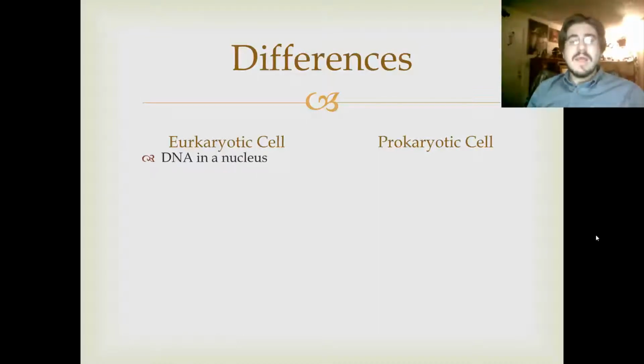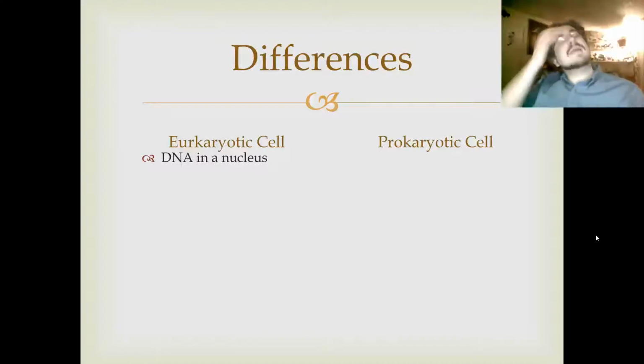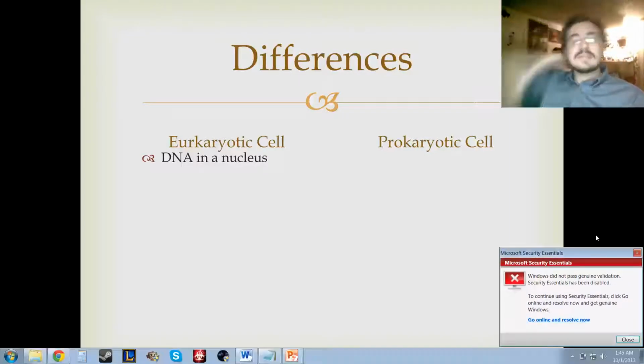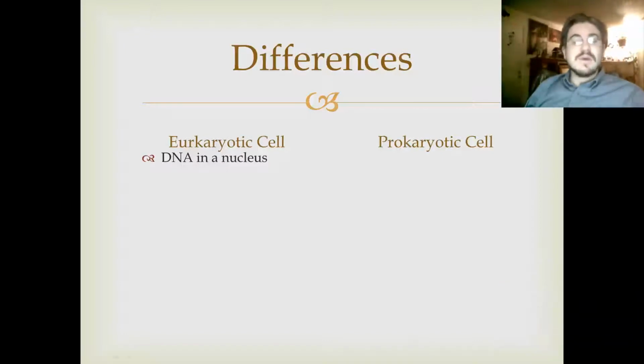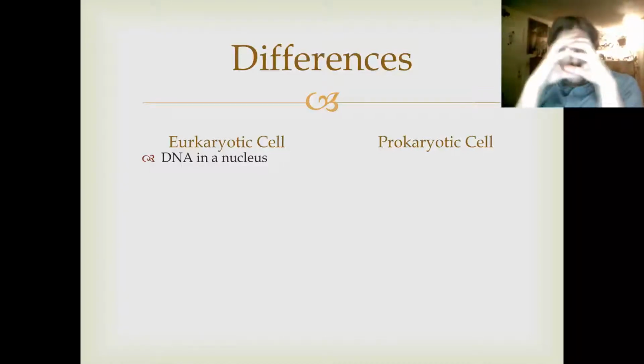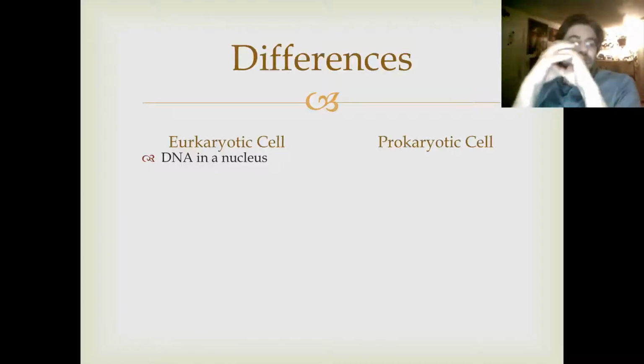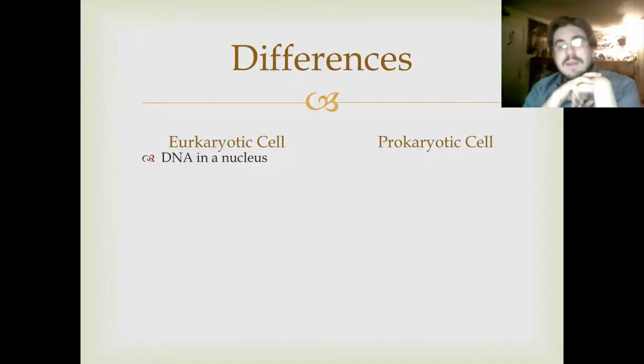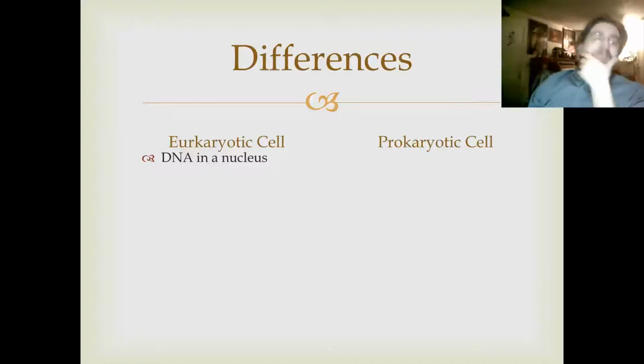Well, for one, in a eukaryotic cell, DNA is found in what we call a nucleus. A nucleus is sort of a membrane surrounding a chunk of cytoplasm, so sort of like a little membranous sac. And inside that sac is the DNA. So the nucleus is a structure containing all of the DNA. That structure happens to be membrane bound.